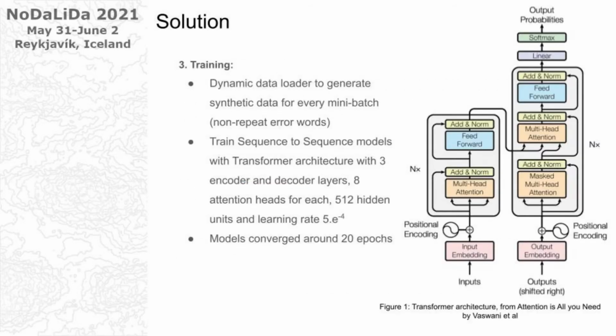For the training, we train the sequence-to-sequence models using transformer architectures. We apply a novel approach for the training. For every mini-batch iteration, new random error words are generated on the fly. That means it prevents repeating words for the model, and the model always sees some fresh error forms. We stop the training after the loss has converged.